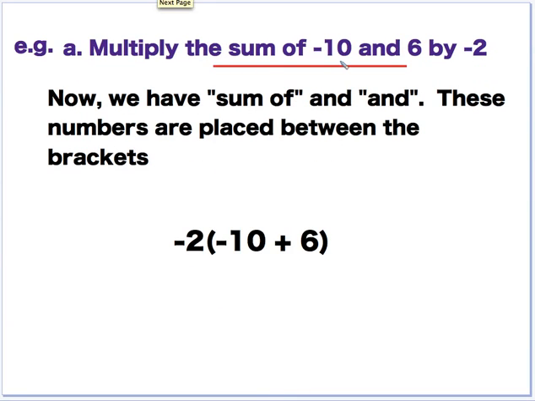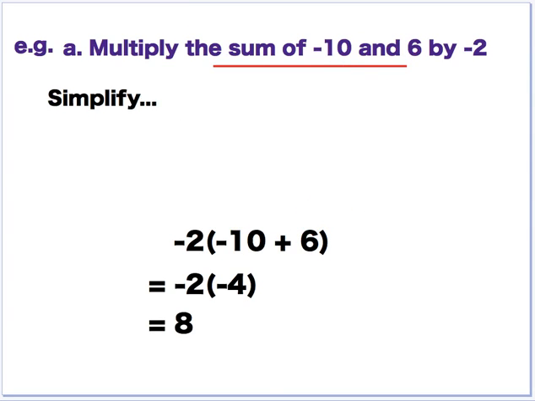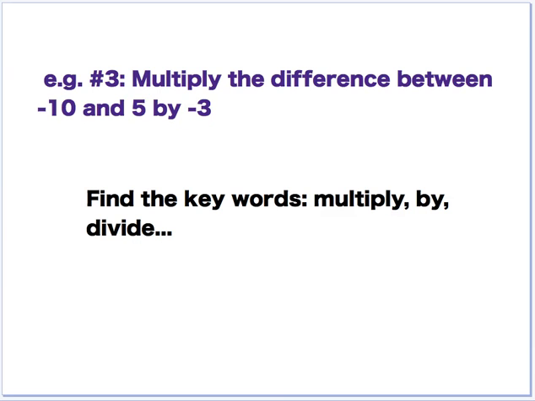The sum of -10 and 6, just like before, the sum means the addition. -10 is the first number listed, so that goes right there, and 6 is the second number, so that gets added right there. And you simplify it. Multiply the difference between -10 and 5 by -3. All right, there's that by word right there, and there's a multiply.